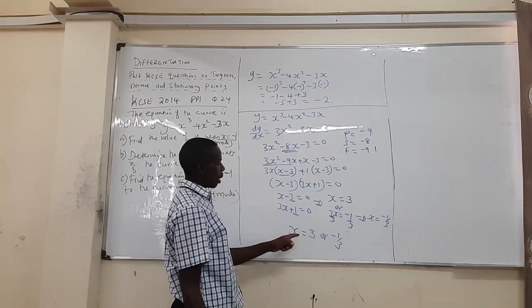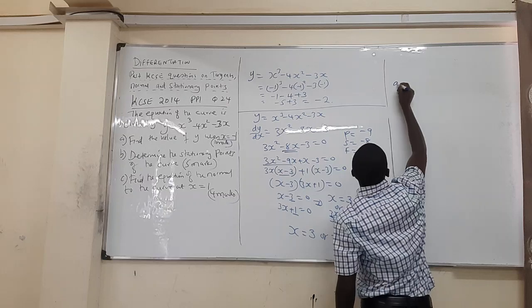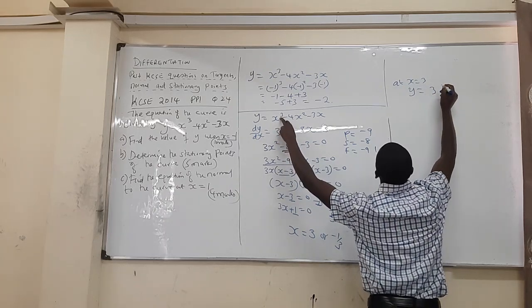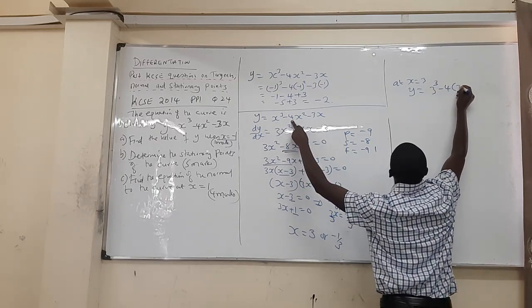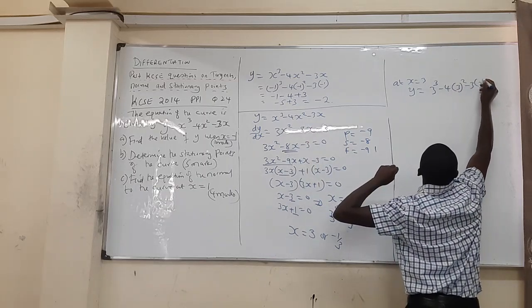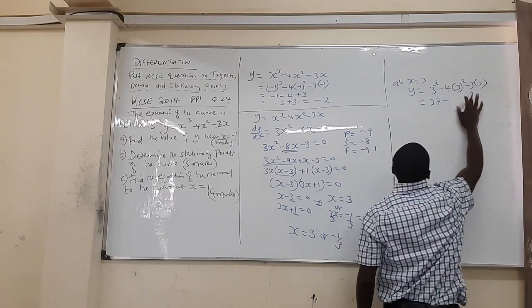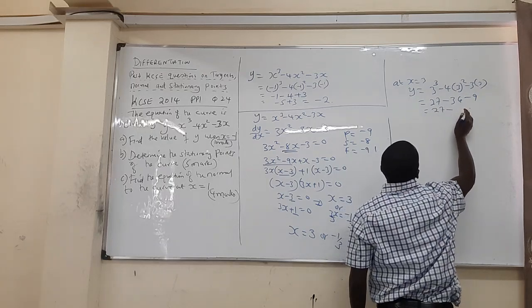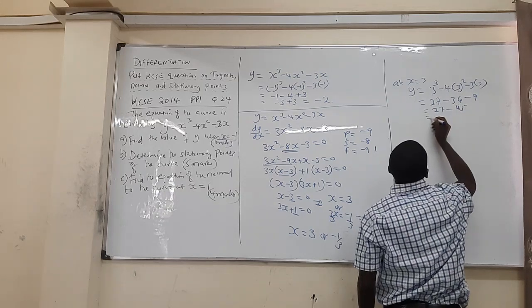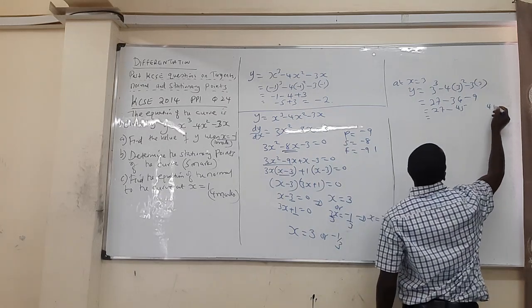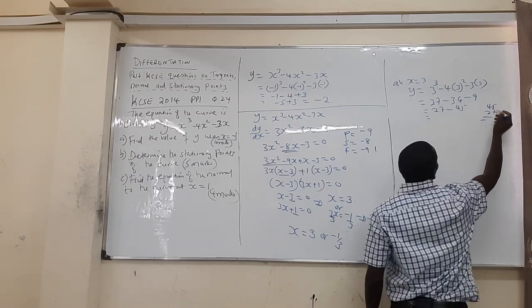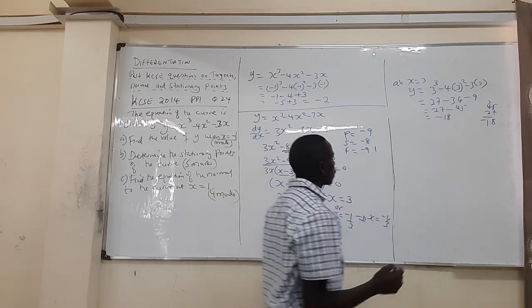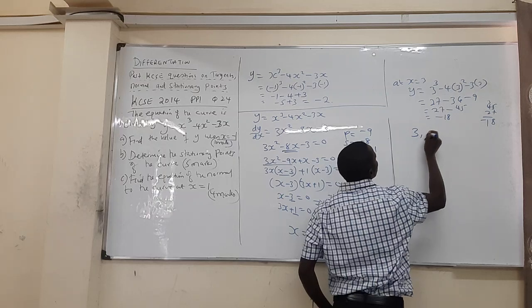Now we need to get the points. At x equal to 3, what will be the y? y will be 3 cubed minus 4 times 3 squared minus 3 times 3. So 3 cubed is 27, minus 3 squared is 9 times 4 is 36, and 3 times 3 is 9. This is 27 minus 36 minus 9, which is 27 minus 45, so the result is minus 18. So the first coordinate is 3, minus 18.